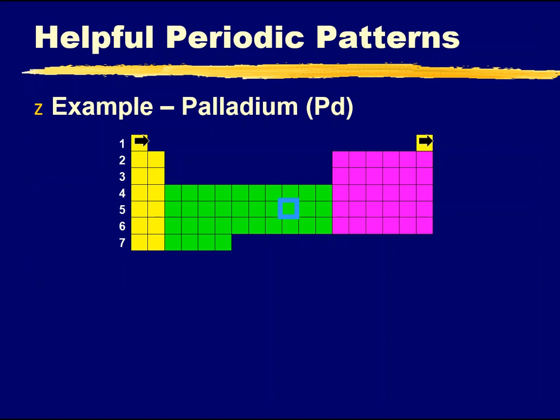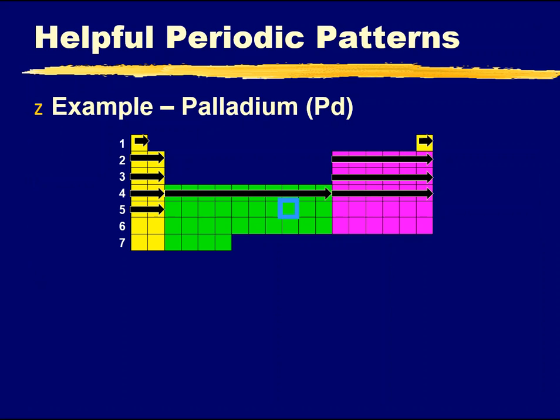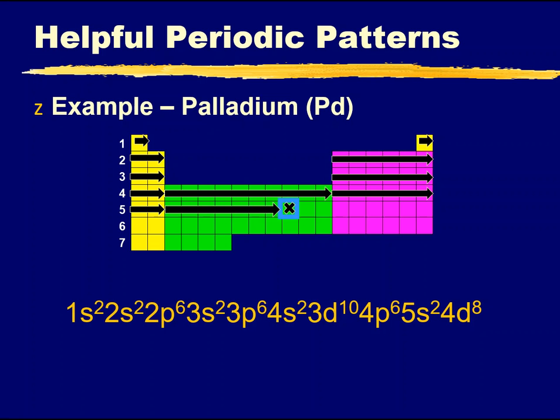So let's take a look. Just like I was doing on the periodic table, I just keep filling them as I go, all the way through the 5s there. Now I'm finally getting into that 4d, and I finally get to my element, and I end up with my entire electron configuration for Pd.